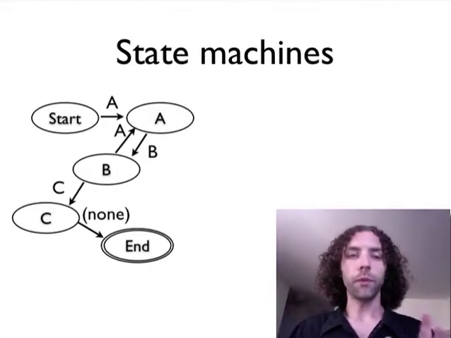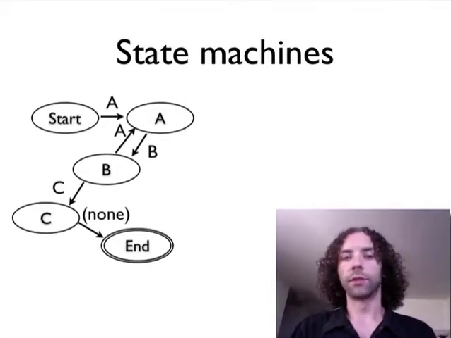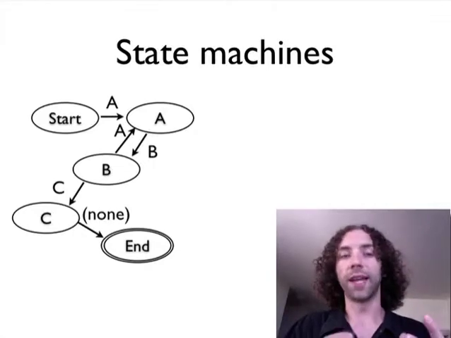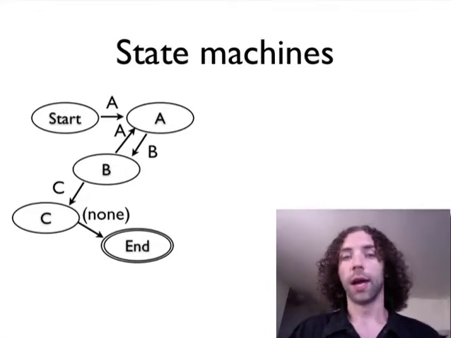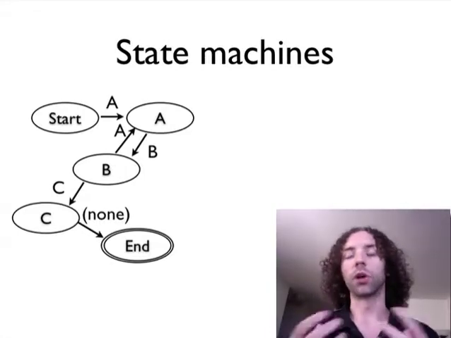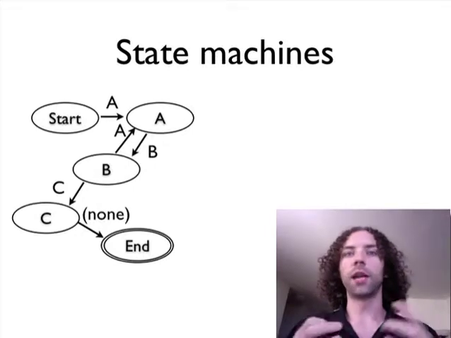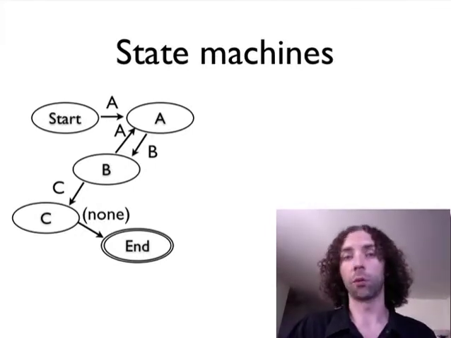So in this case, we've got this state machine. You can see the ovals are the states. The arrows are labeled with inputs that move from one state to another on that input. The double oval is what we refer to as the terminal state, a valid state you can end in, and the program will be correct.